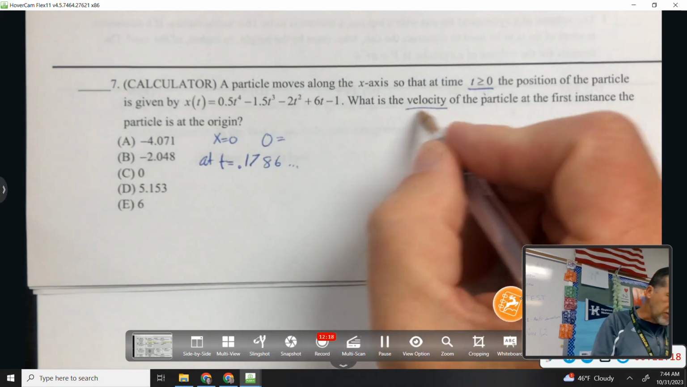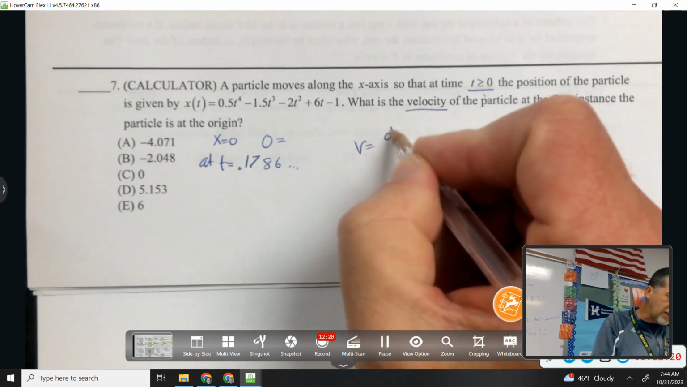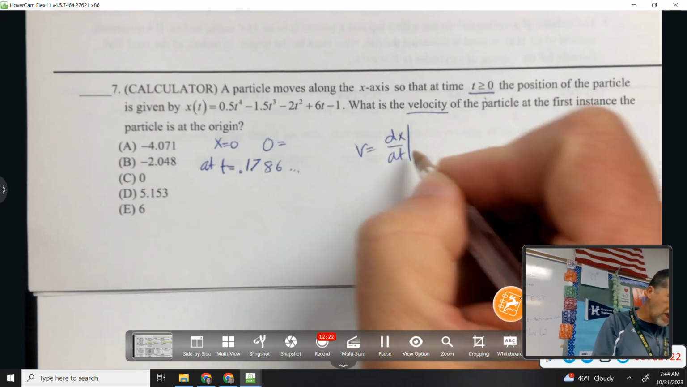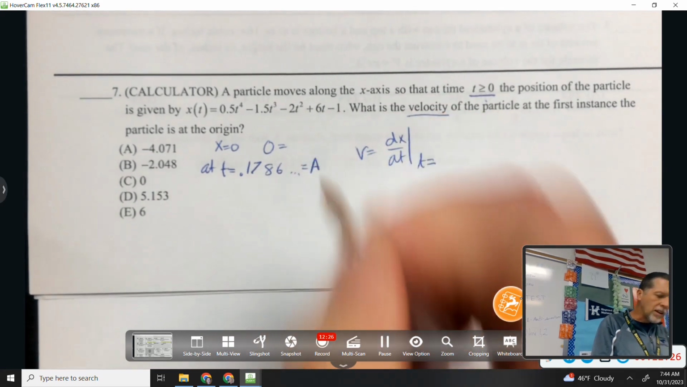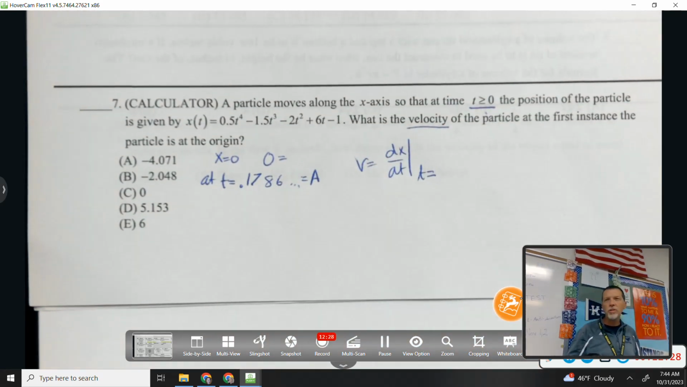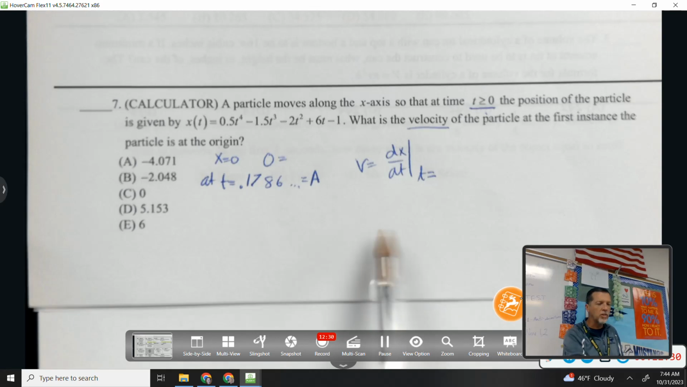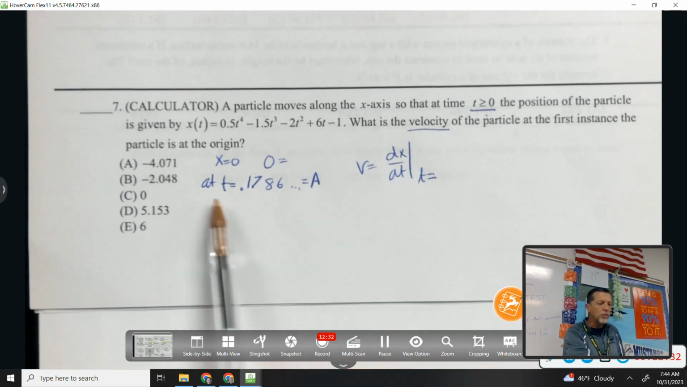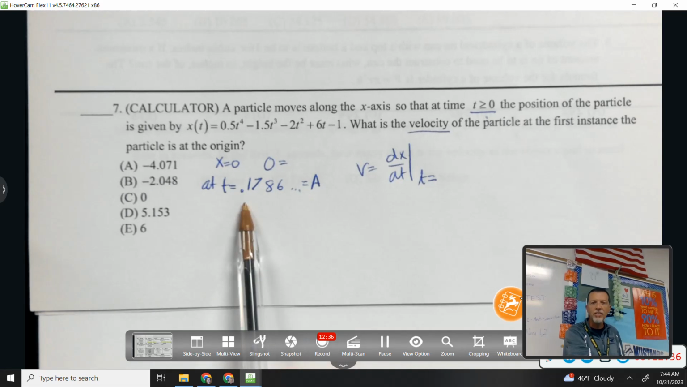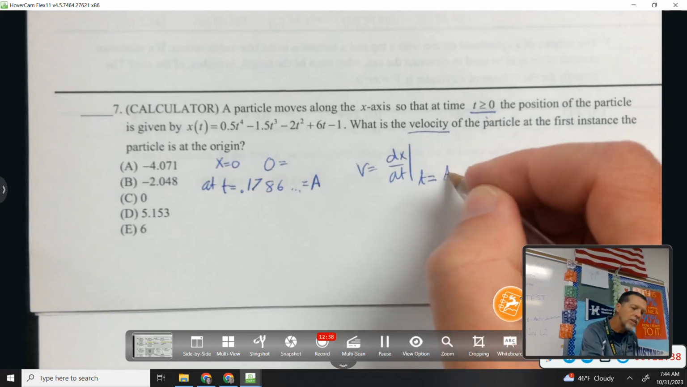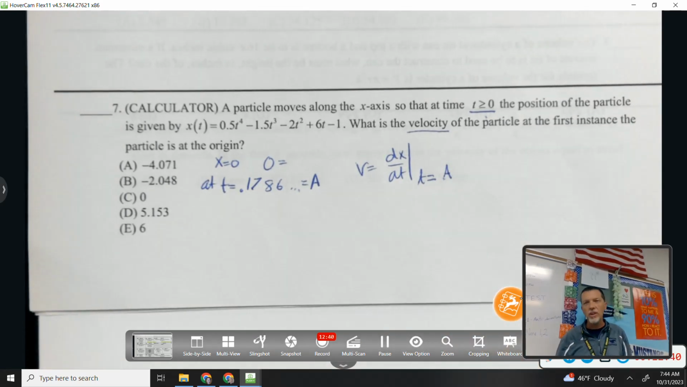What is the velocity? Okay, well the velocity is dx/dt at t equals A. This is multiple choice, so it doesn't matter, but in a free response question, you can use A if you tell the grader what A is. So if you say A is equal to that, then you don't have to write that anymore. You can just start using A.